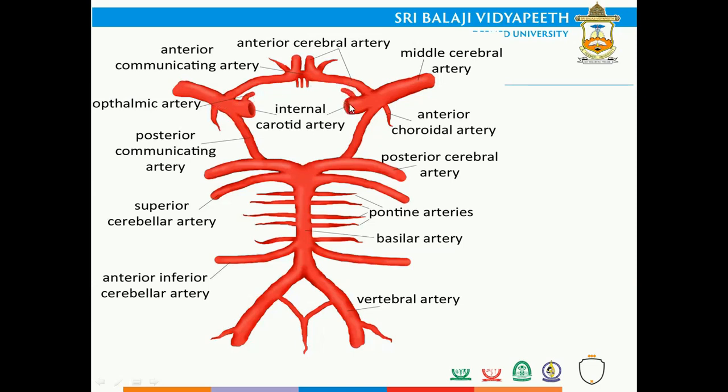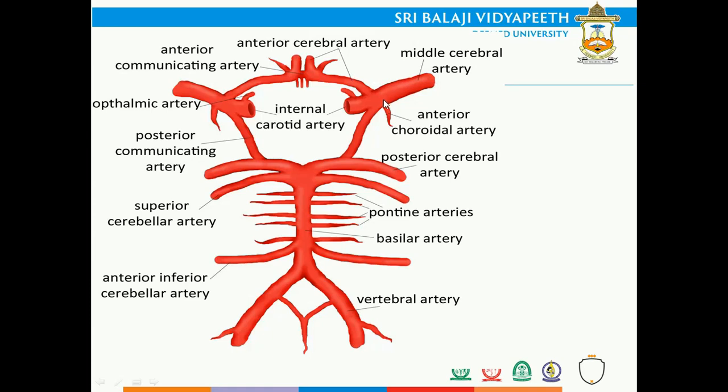These are the two internal carotid arteries. And this is the artery that is given as the anterior communicating artery. See, the two anterior cerebral arteries are joined by the communicating branch. That is why we call it the communicating artery. There are two arteries called anterior cerebral arteries, and they are joined by a communicating artery.